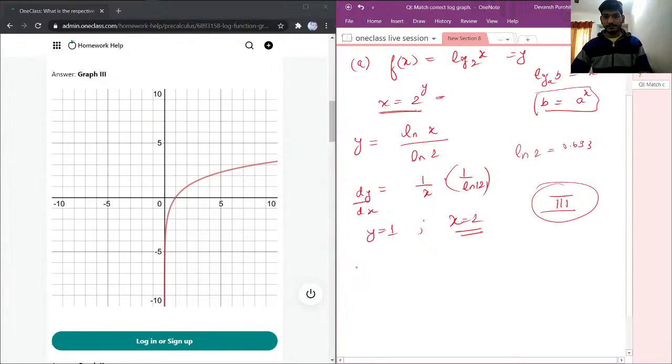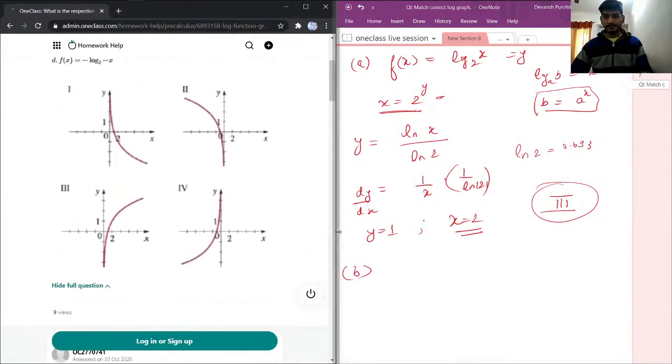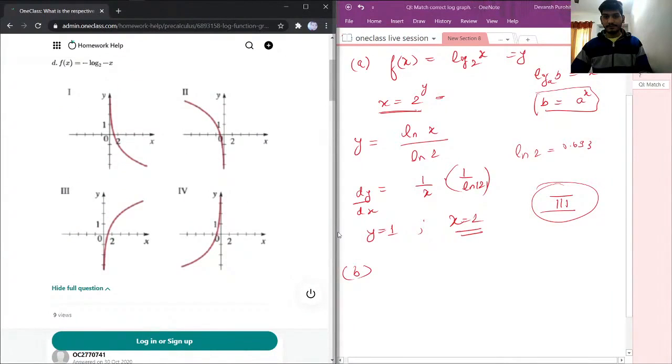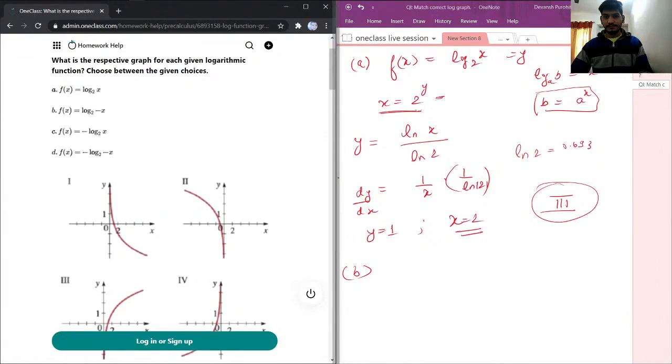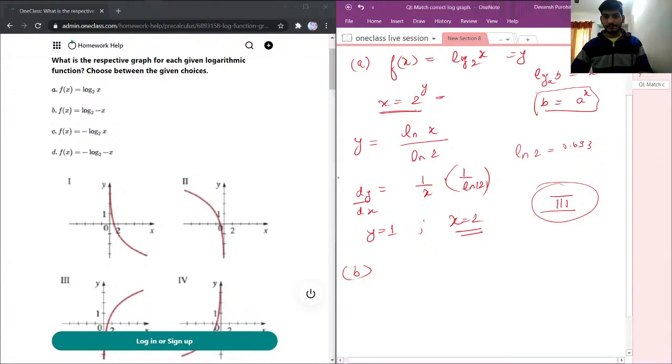Now we'll go for graph number B. For different problems, we need to follow different kinds of approaches. For this particular problem, first we are going to convert the log base, and then we are going to find the slope. We'll see whether the slope comes out to be negative or positive. Then we'll put the value of y as 1 and see if we get a negative or positive value for x.